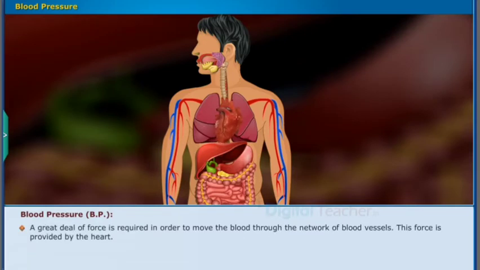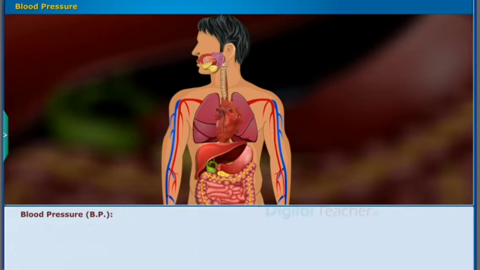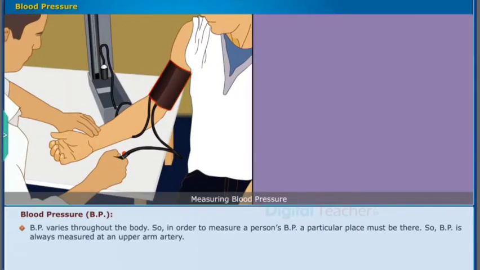A great deal of force is required in order to move the blood through the network of blood vessels. This force is provided by the heart. More force is provided when the ventricles contract. This forces the blood to move out of the heart and flow into the arteries. BP varies throughout the body.